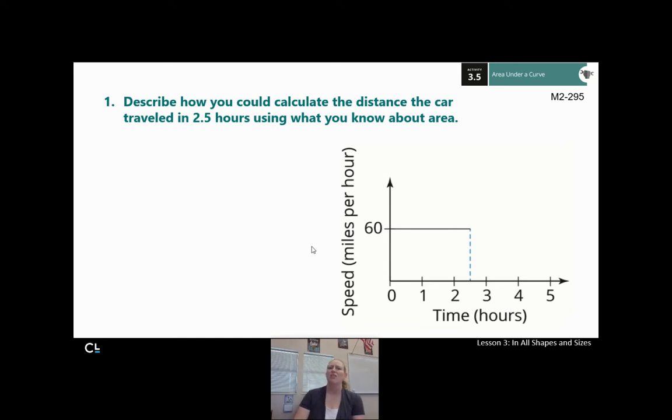It's not cool. Can you describe to me how you could calculate the distance the car traveled in 2.5 hours using what you know about area? Hit pause. Jot down, you're not working it out just yet, but just how would you find that? Jot down your thoughts and then hit play to keep the discussion going.